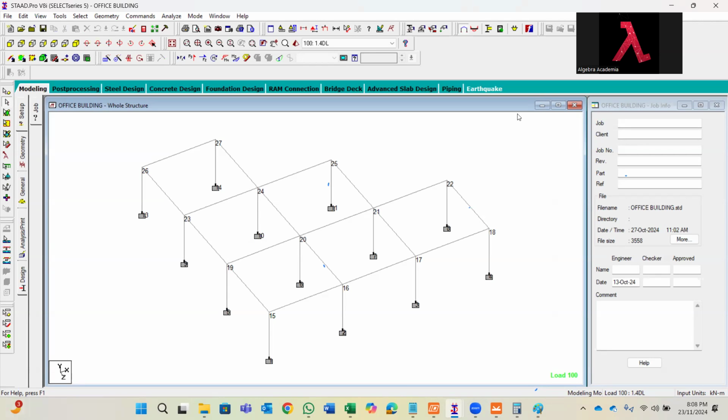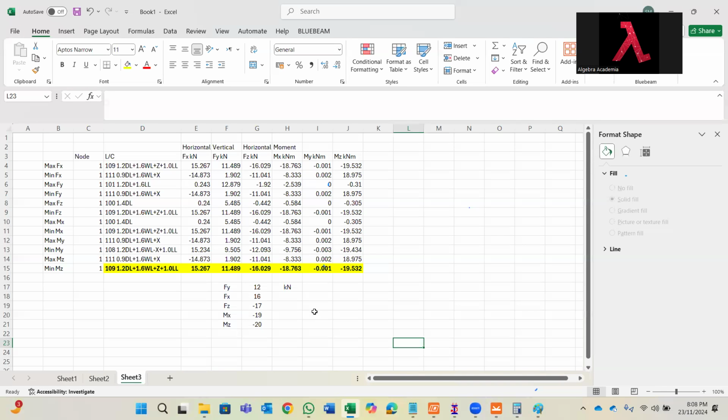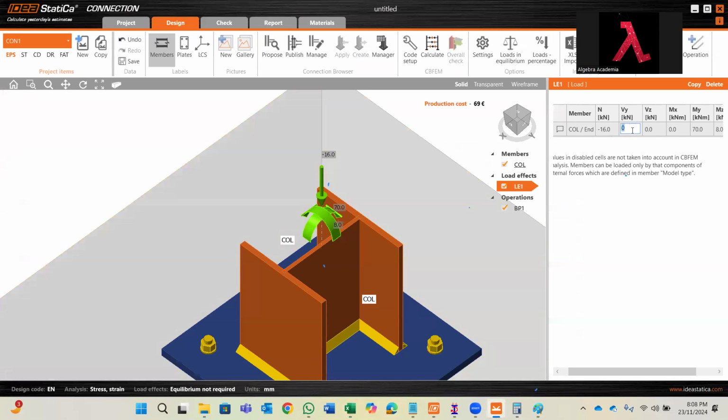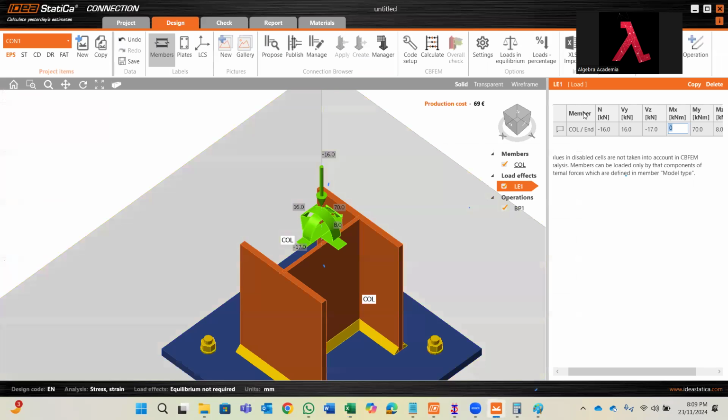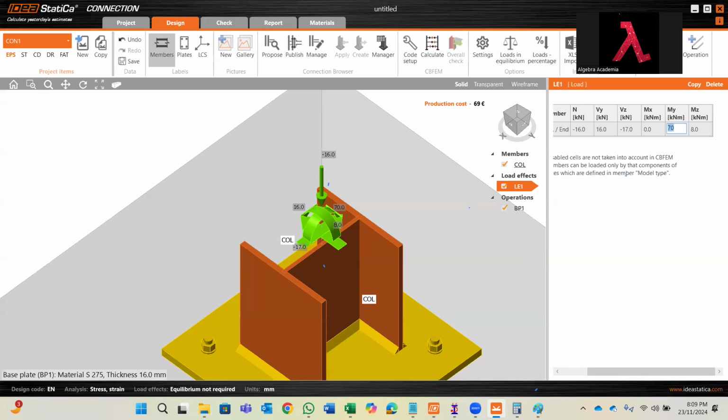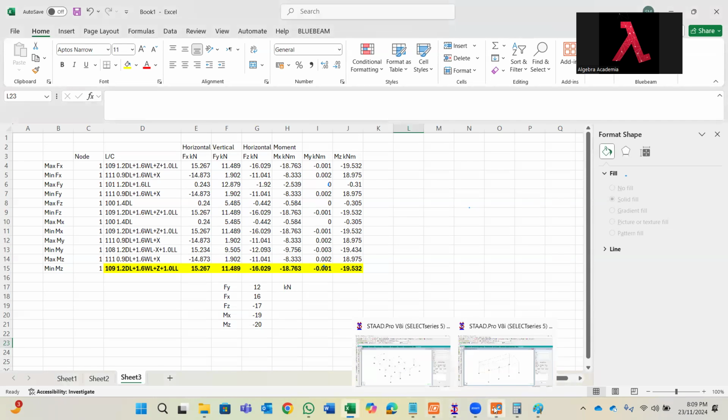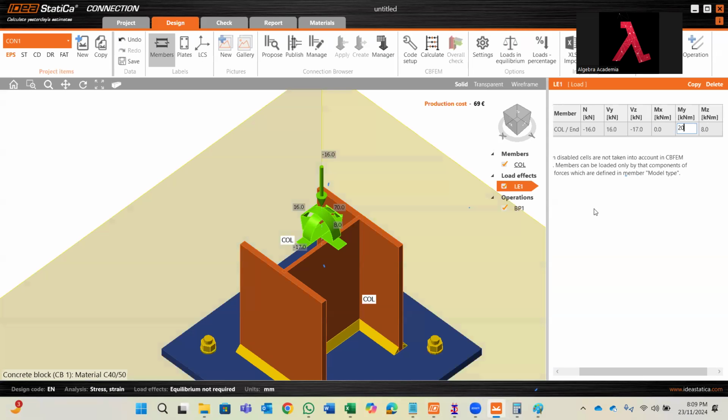So going back to the Excel sheet again, which is 16, minus 17. So here 16, minus 17. Again to the moment. So Mx and Mz, right? Yeah. Which is minus 19. My. Yeah. Fantastic.